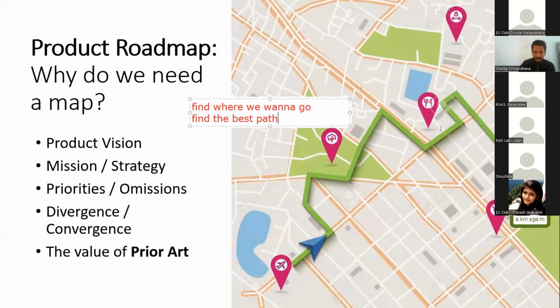In the same way, in the product roadmap, we figure out exactly what we want to achieve from your innovation. What is the best mechanism? What is the best path that you can follow to achieve that expectation?